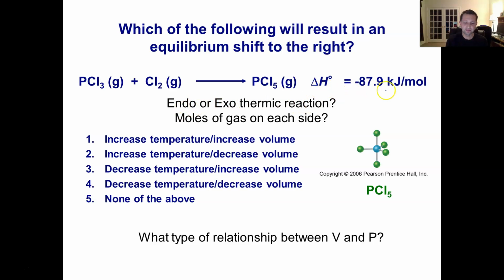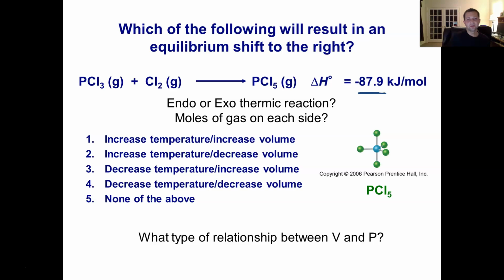I give you a delta H of negative 87.9. That should tell you if it's endothermic or exothermic. And then look at how many moles of gas are on each side. You want to figure out which one of these 5 answers is going to give us what we want. So take a second, try to figure it out, and we'll go from there.